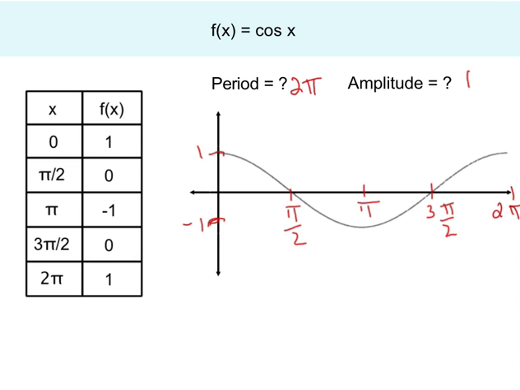It's important that you know the pattern for cosine. It starts up an amplitude, goes down to the x-axis, down an amplitude, up to the x-axis, and then back up an amplitude. So the domain is all reals. The range is from -1 to +1.